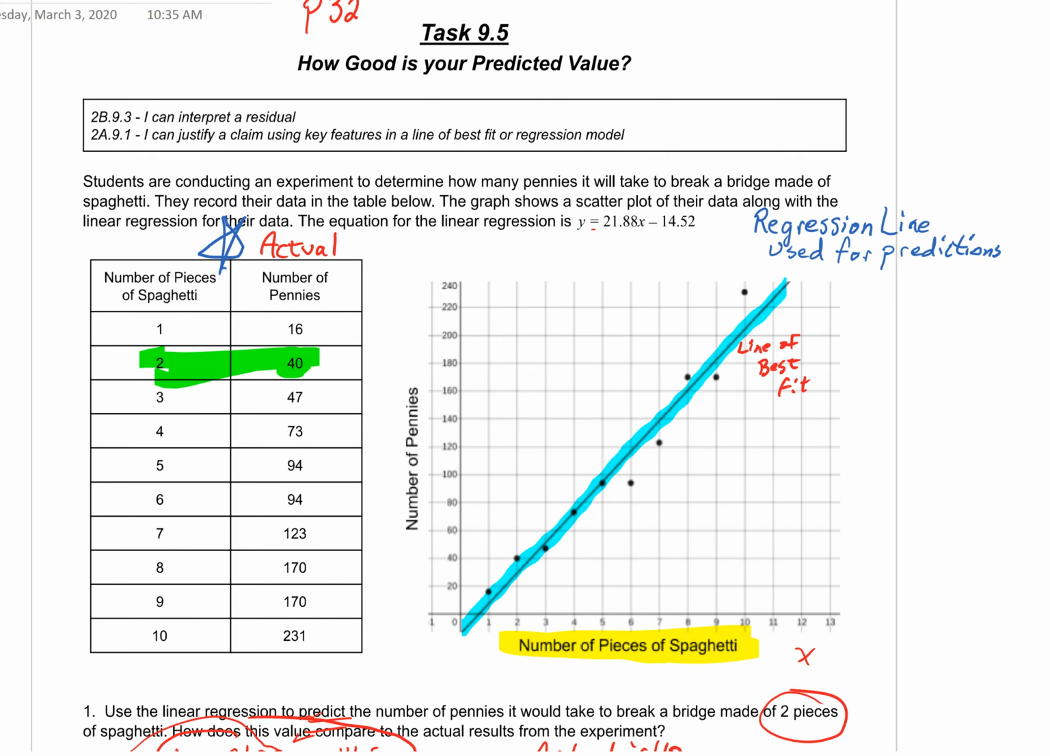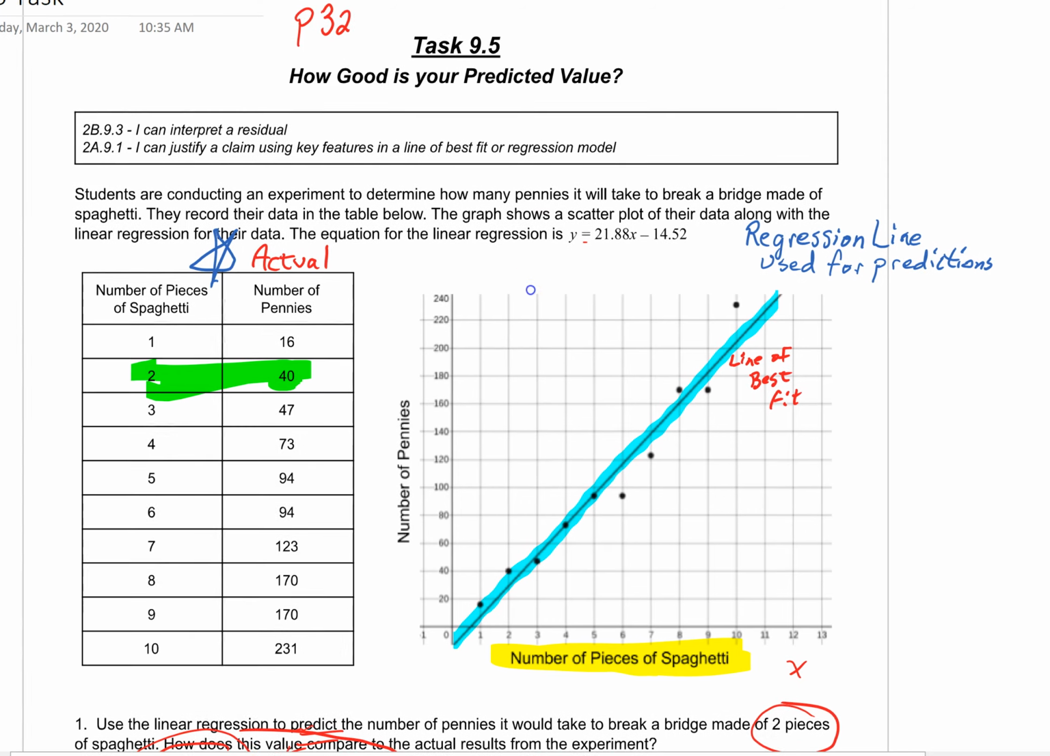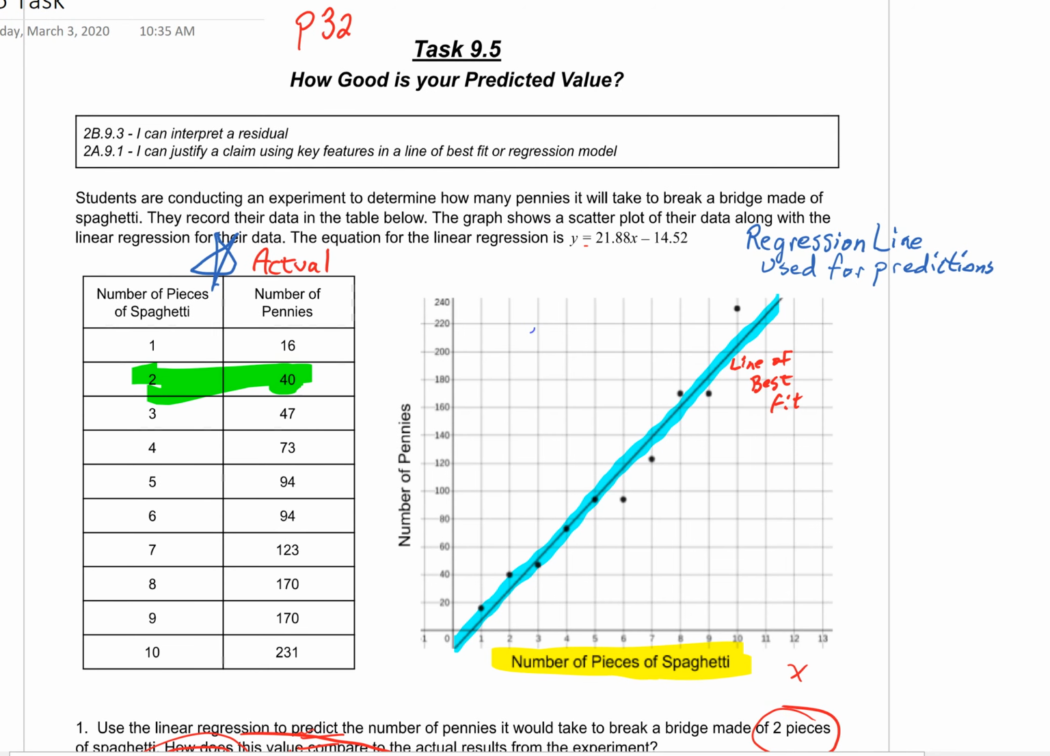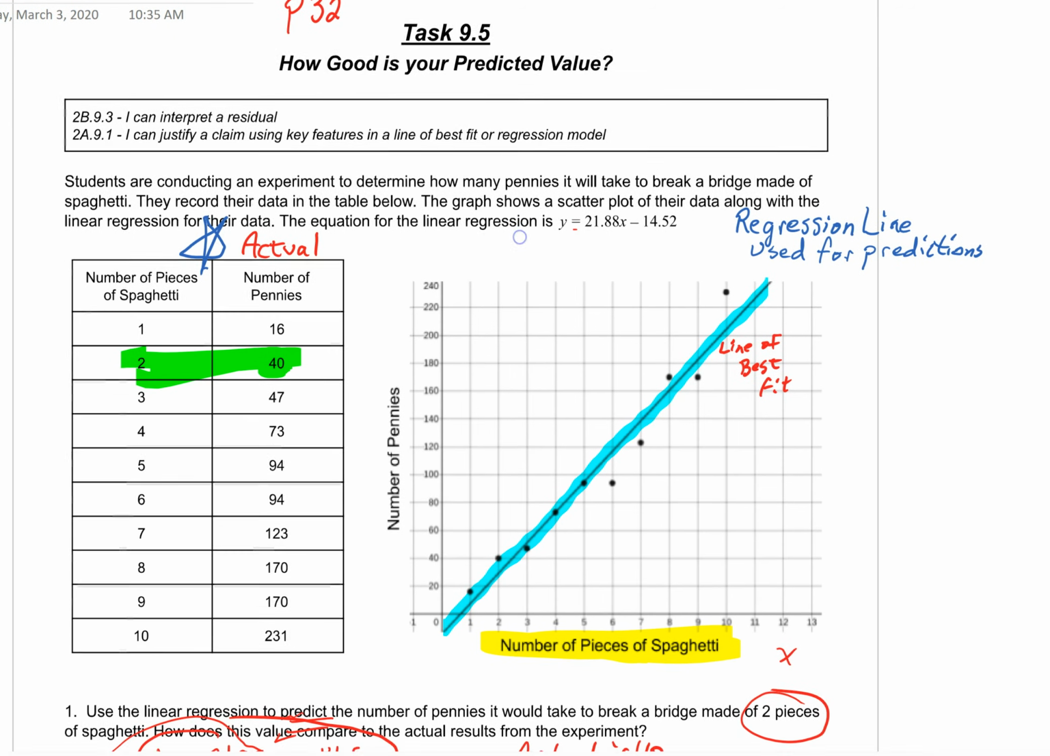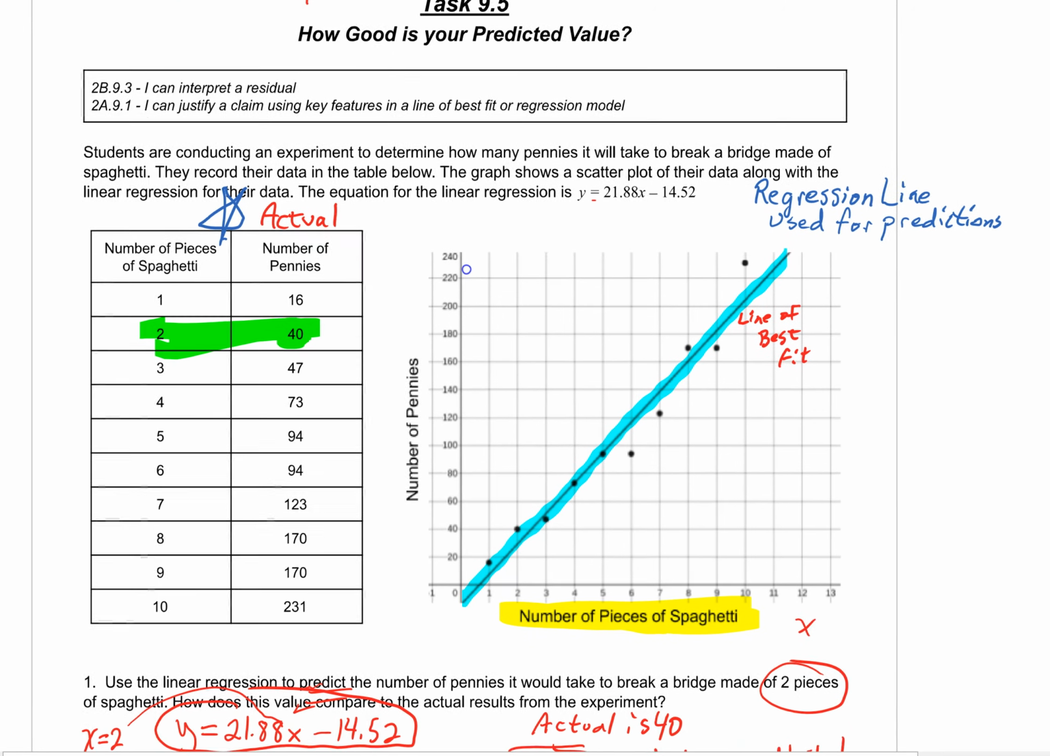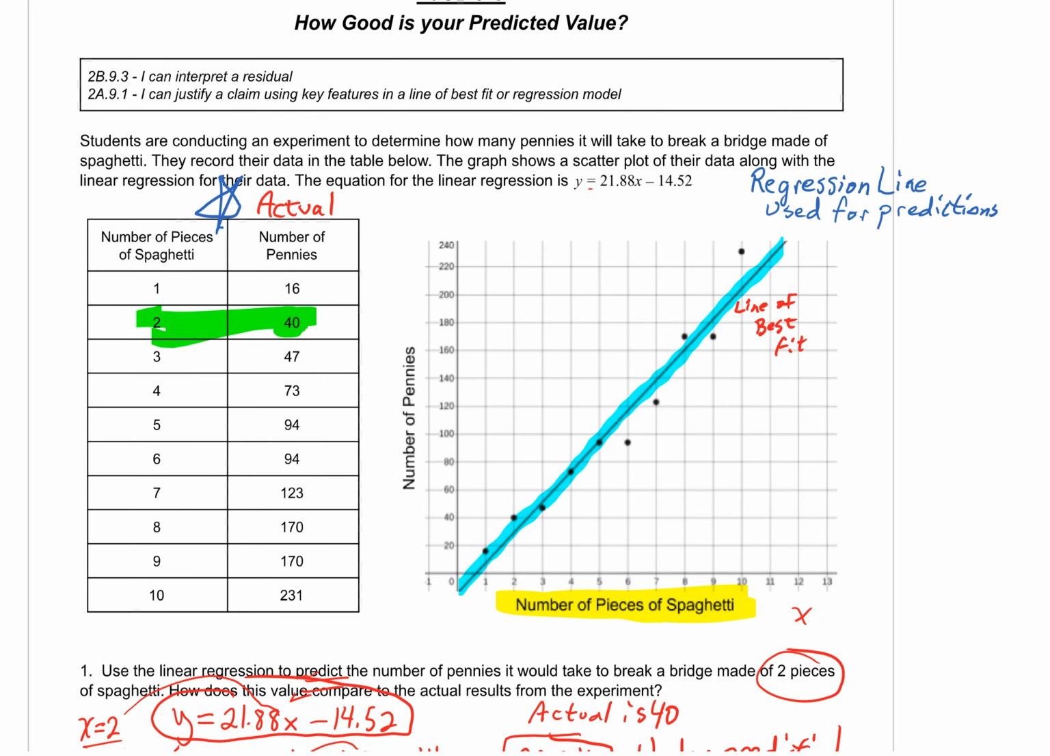Hi Math 1 students. This video is to assist students who would like a little bit extra clarification on residual plots and what we've been doing with scatter plots. We took notes in section 9.5 in our last module. It's on page 32, and I'm just going to reference that very quickly. You can see that this starts off with this picture.